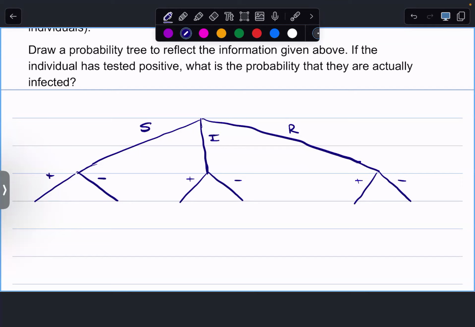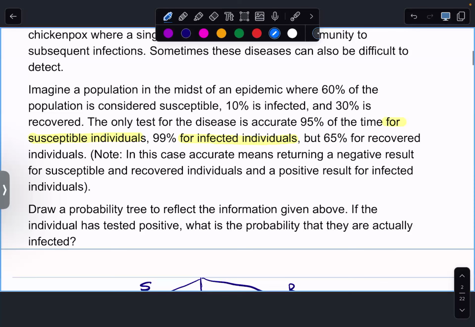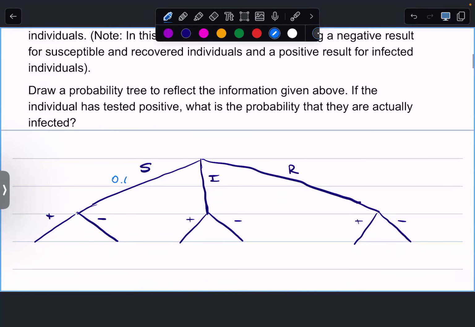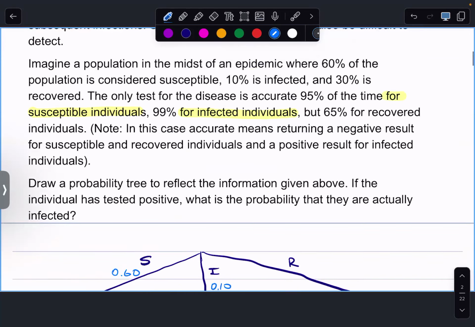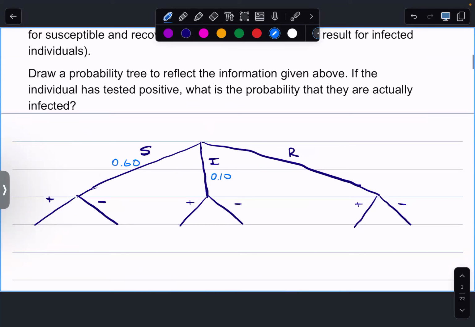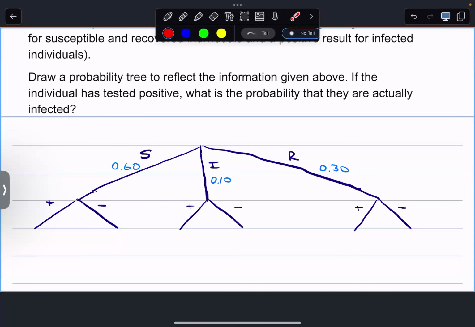We can start with the probabilities of the top branches. 60% is susceptible, so that makes the probability 0.60. 10% is infected, so 0.10. And 30% is recovered, making sure that these all have to add to 1, right? I've split my population into these 3 groups. You have to be in one of these 3. Right? Okay.